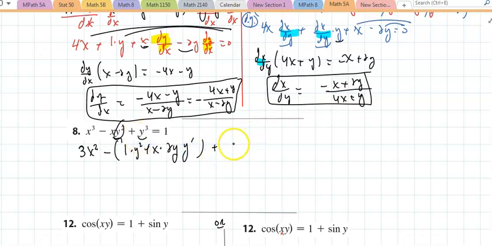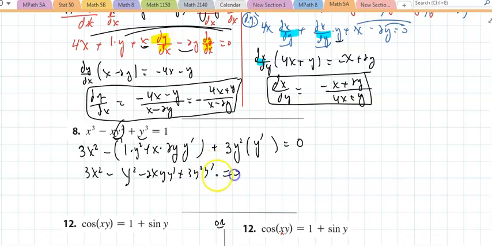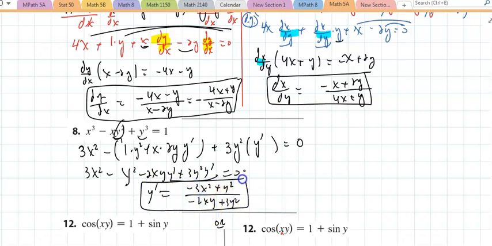What's the derivative of y cubed? Bring the power down, subtract 1 from the power, times y prime, equals 0. And now you want to solve for y prime. Algebra. So if I factor a y prime out, I'll get negative 3x squared plus y squared divided by negative 2xy plus 3y squared. Continue in the next video.